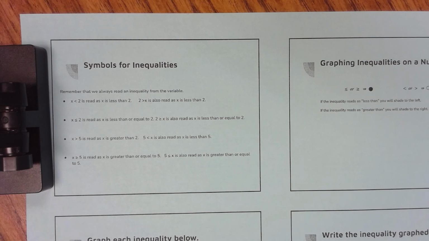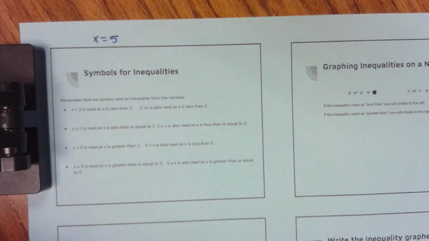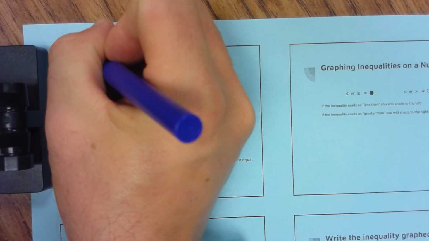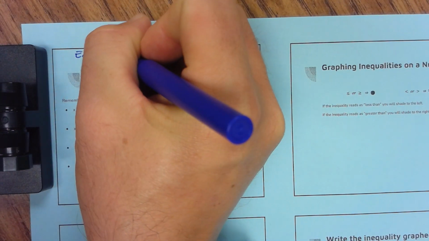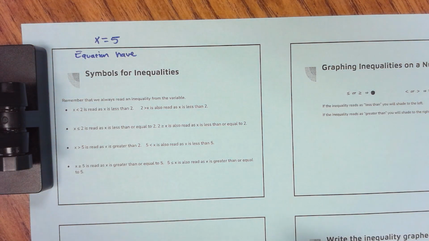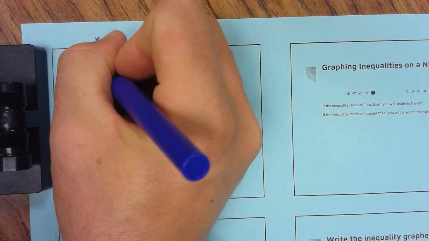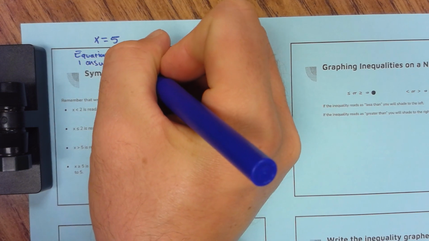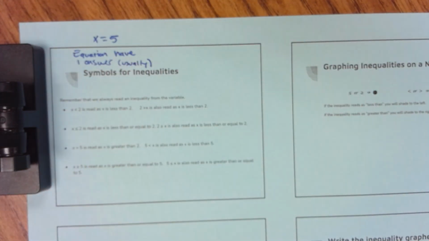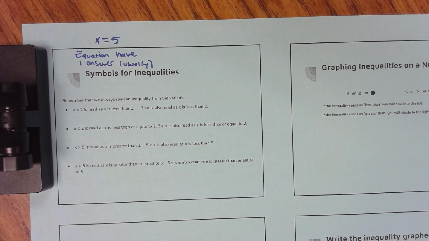So one really important thing to know about inequalities in general, and the difference, is that in an equation, when we say x equals 5, there's only one answer. So equations have one answer, usually. That's not always true, but usually they just have one answer. We're just given the answers that are equal to the given equation that we start with.